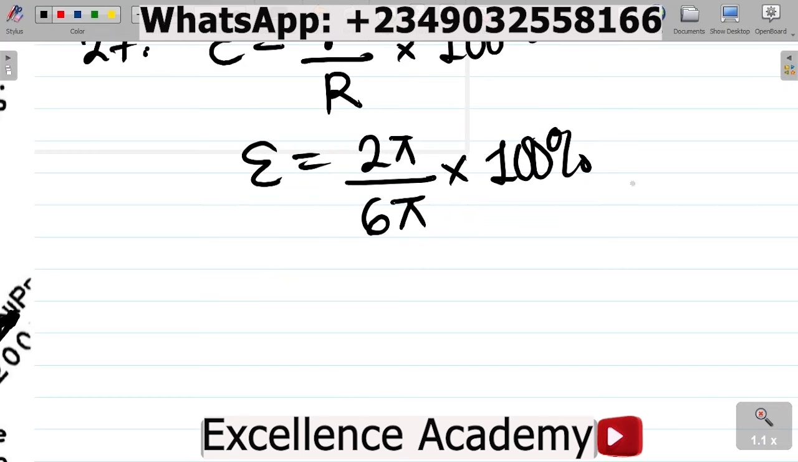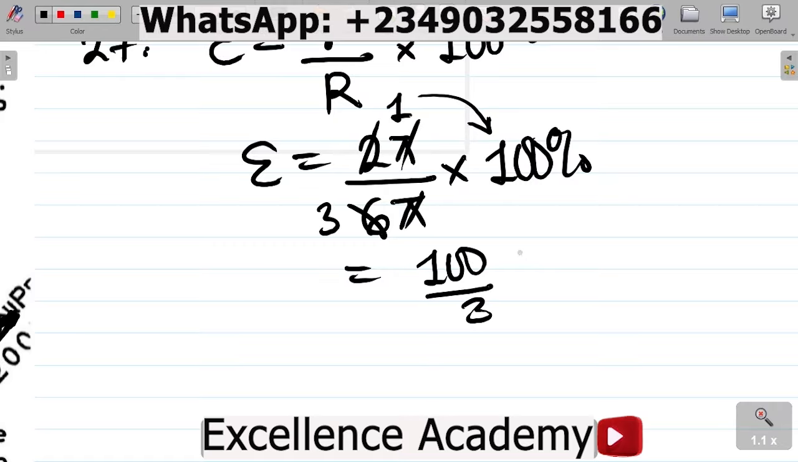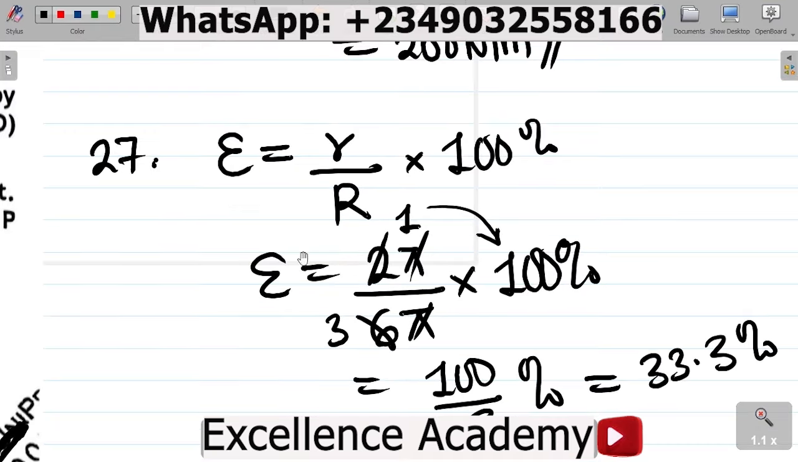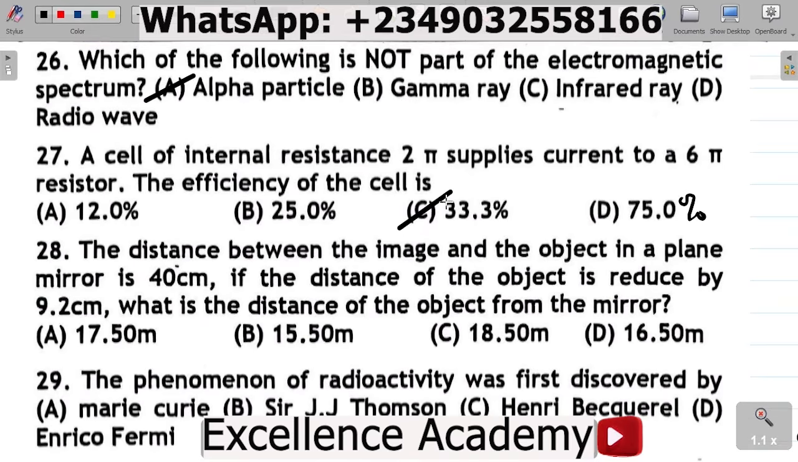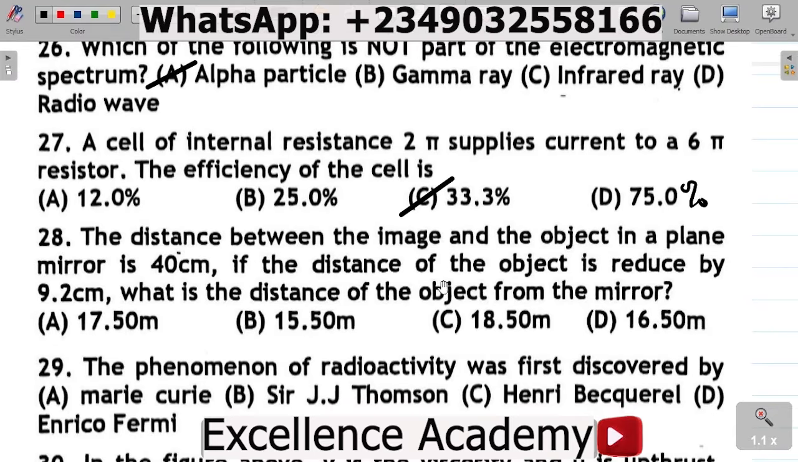Working on this, pi cancels pi, 2 here, 1, 2 here, 3. So I'm having 1 over 3 times 100. So 1 times 100 gives you 100 all over 3%. 100 over 3 gives you 33.33333%. So my answer here is 33.3%. Let's see which option is that. That's option C, 33.3%.